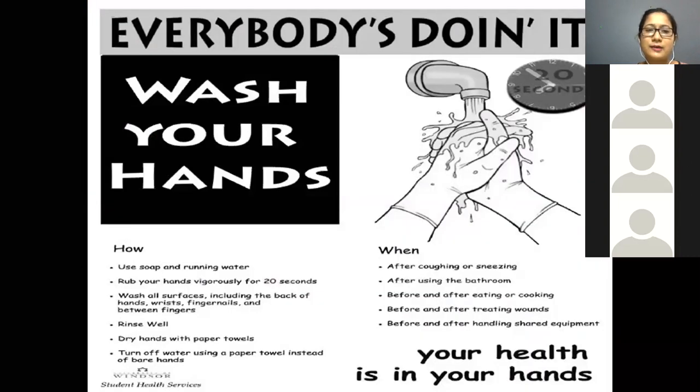Next is hand washing. Wash your hands properly so that we can prevent infection. Use soap and running water, rub your hands vigorously for 20 seconds, and wash all surfaces. Have you seen the 8 steps of hand washing? First palm to palm, next palm to back of the hand, then finger interlock, then between the fingers, then the thumb, like this. So there are 8 steps in hand washing. As health personnel, we maintain the 8 steps of hand washing.